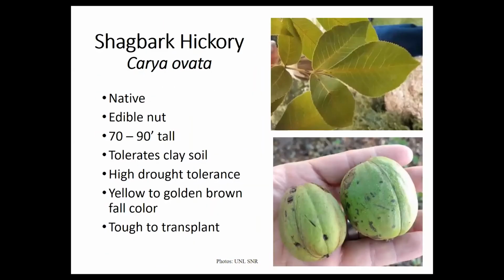Okay, great trees that we should plant a little more of are our native hickories, shagbark and bitternut, even pecan. I don't have pecan on here, but pecan is in this same genus. The northern pecans are good shade trees we should plant more of. They do have an edible nut.